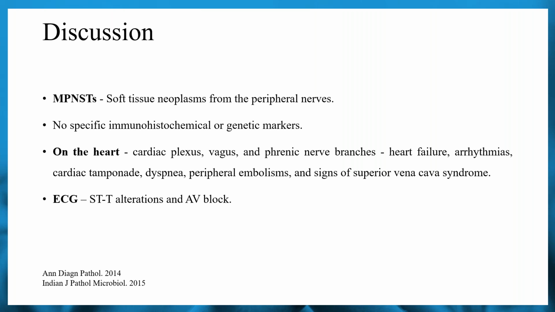And in the heart, they usually arise from the cardiac plexus and also branches from the vagus and the phrenic nerves, and may cause heart failure, arrhythmias, cardiac tamponade, dyspnea, peripheral embolisms, and signs of superior vena cava syndrome. The electrocardiogram, the same as presented in our patient, may show ST-T segment alteration and atrioventricular block.